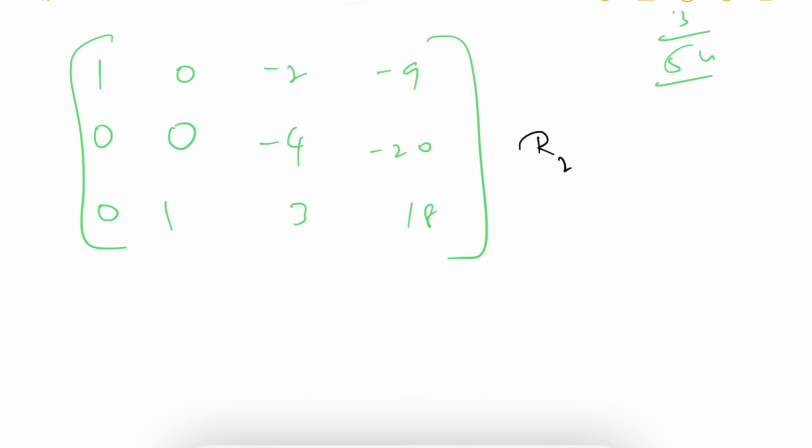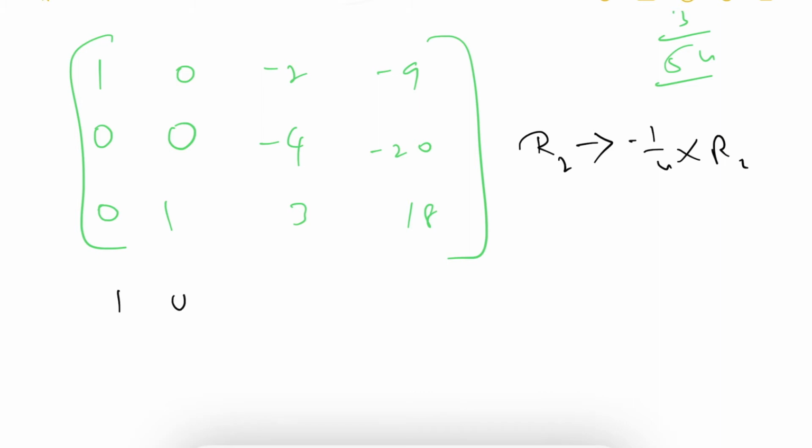In row 2 we have a negative symbol, as well as the 4 table; the 4 table, 20 table also will come. So that's why R2 I am multiplying with minus 1 by 4.